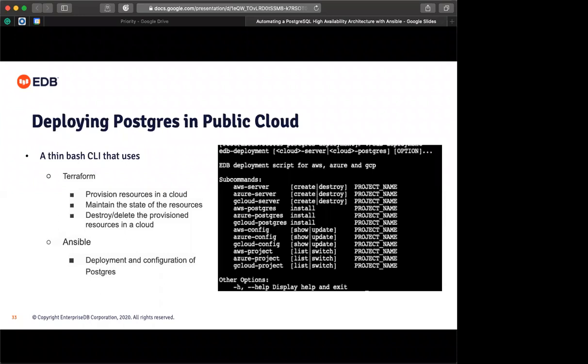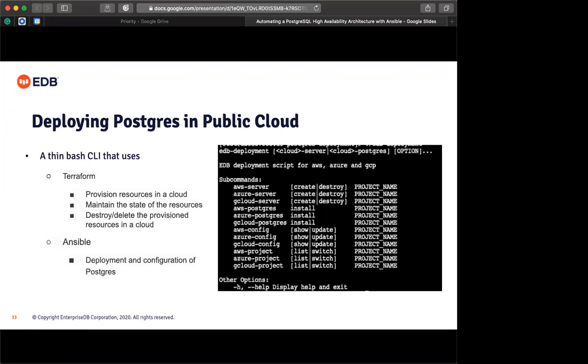It's a very thin bash CLI available for the users. There are many options available here. You can deploy the multi-node architecture into AWS, Azure or Google Cloud. For each cloud, there are three different commands available. One is for AWS server create or destroy. You can mention a project name, so you can have multiple core architectures or multiple PostgreSQL servers running in the AWS cloud with different project names, and you can destroy them after using them.